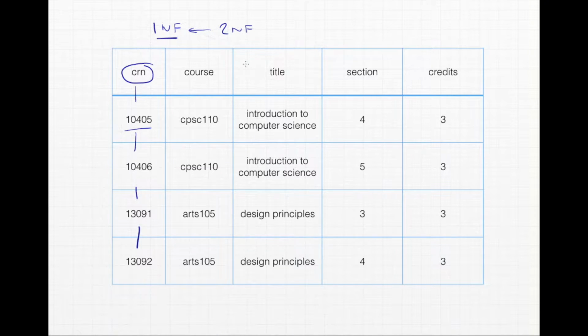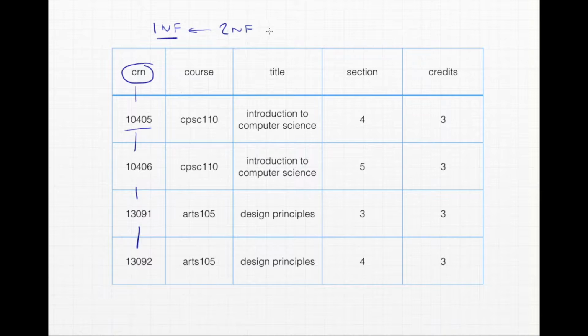And if we have a table that's in 1NF and the primary key is only one column, then necessarily that table is in 2NF. And that's what we have here. So we have a one-column primary key. The table is in 1NF. Then this makes the table 2NF.